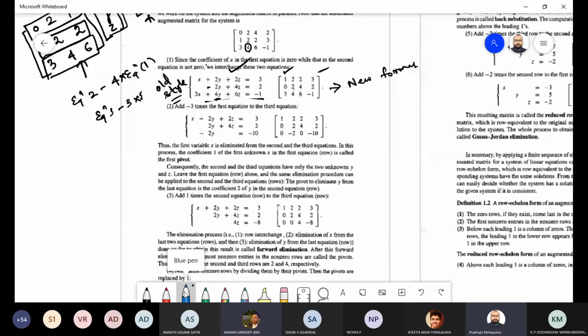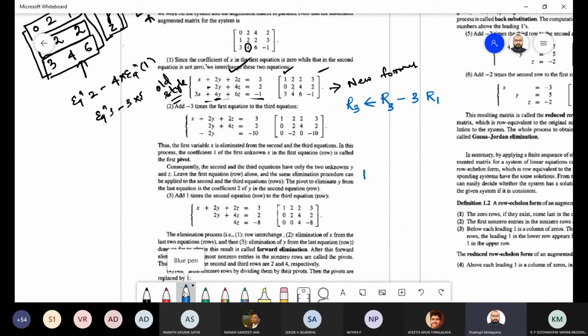So if you are adding, first, what is the operation? The first operation was row 3 is replaced by row 3 minus 3 times row 1. This is our first operation. You note down your row operations, otherwise you will get confused. Then the second operation we are going to do, what is that operation?